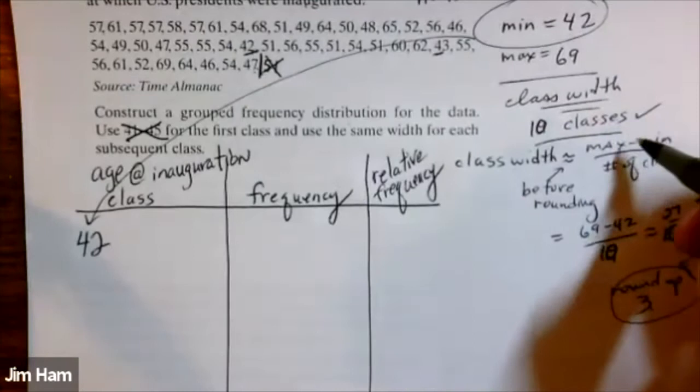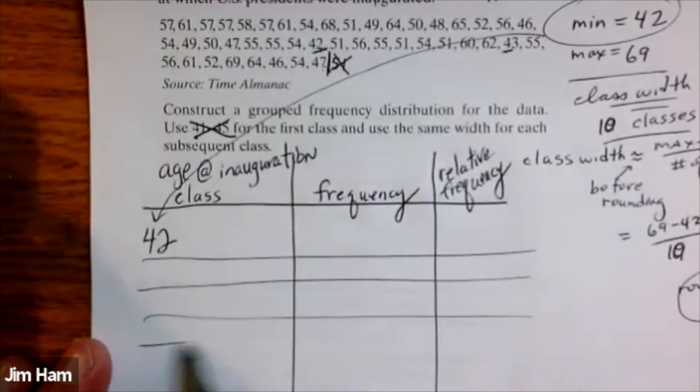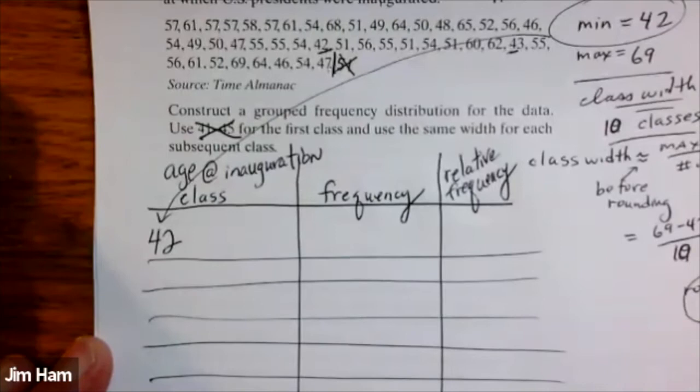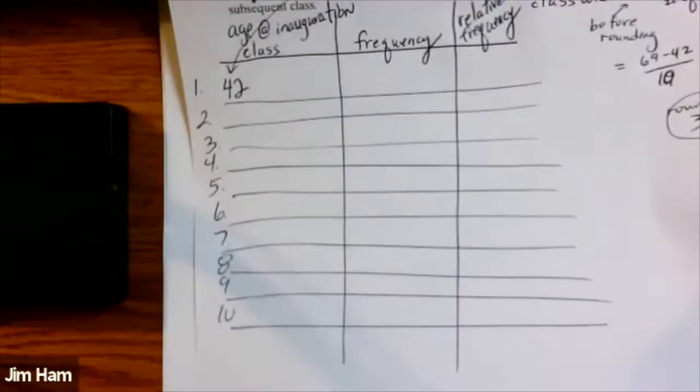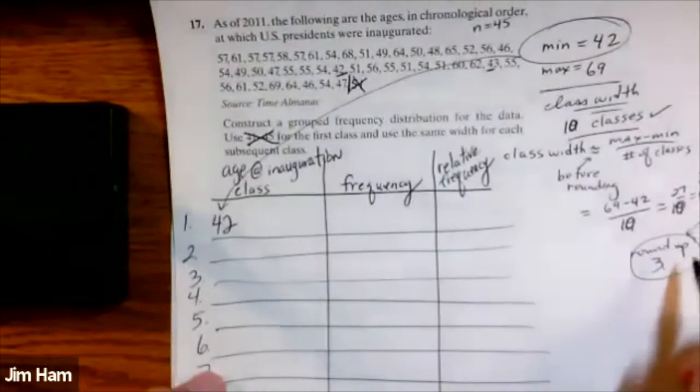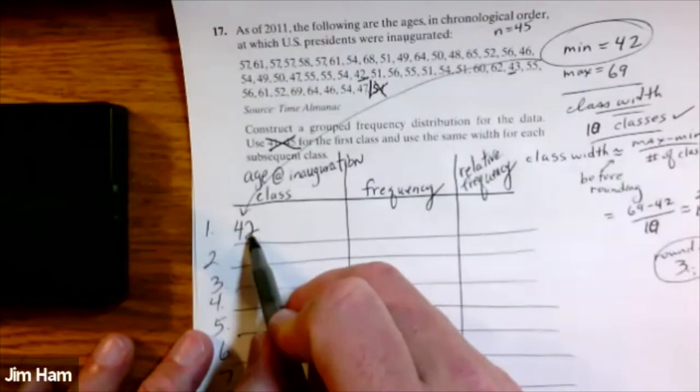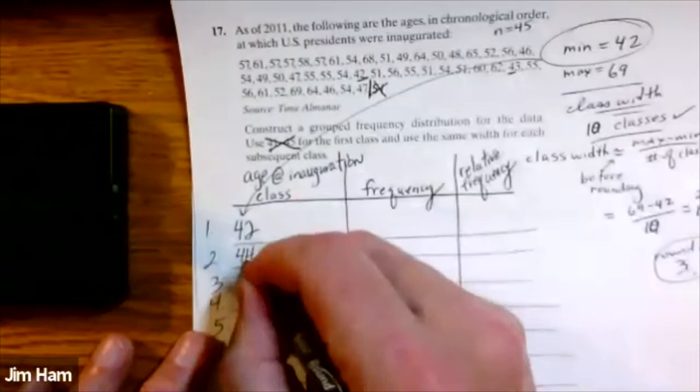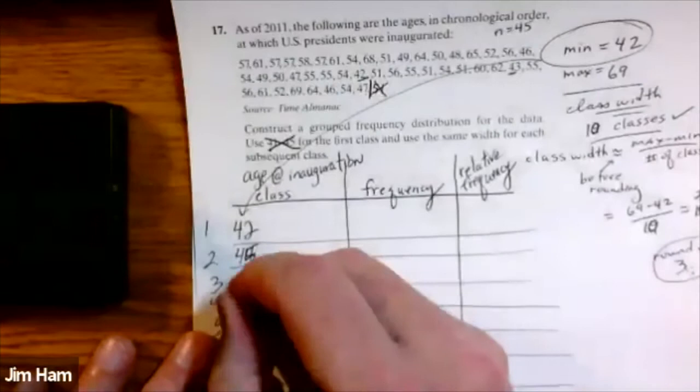1, 2, 3, 4, 5, 6, 7, 8, 9, 10. 10 classes corresponds to 10 rows of our table. Maybe I'll number them over here. 10 classes. We're going to take the class width, which is 3, and we're going to add it to 42. 42 plus 3, 45. 45 becomes the beginning of the next class. Then we're going to add another 3, 48, and another 3, and another 3, and so on all the way down.